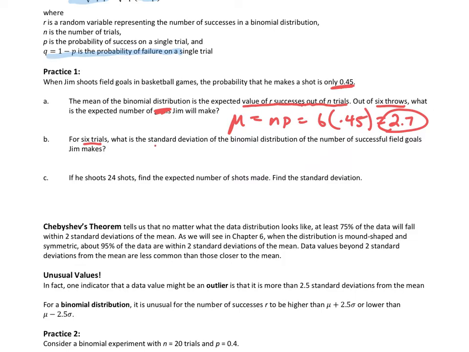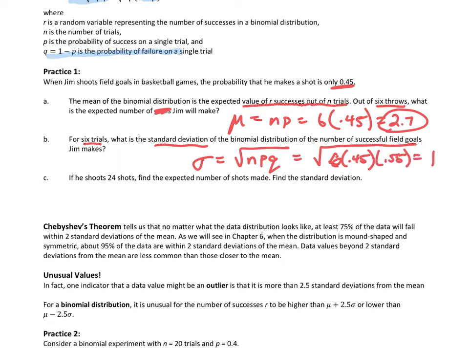For 6 trials, what's the standard deviation of the successful field goals made? Well, that's that formula, the square root of npq. So that'll be the square root of 6 times 0.45 times 0.55, and that equals about 1.22.